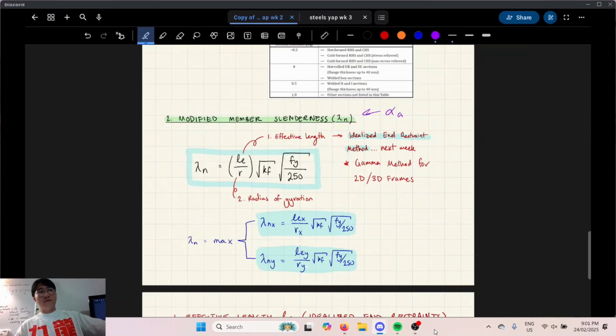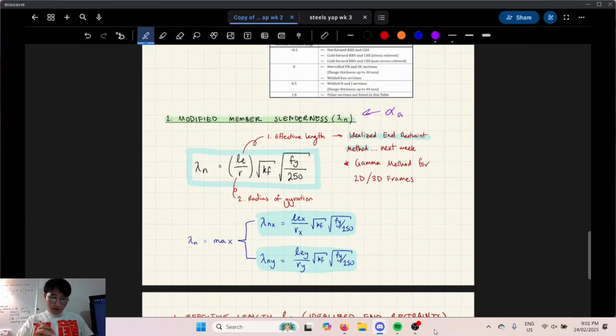That's going to be one of the focuses next week. Next week I'll do the gamma method on top of 2 examples. But right now we're going to do the idealized end restraints method. That's just talking about whether the end restraints on your column are pinned or rigid or a combination of them. And the other thing is radius of gyration. We'll talk about that a little bit more, but you guys kind of get that one already.